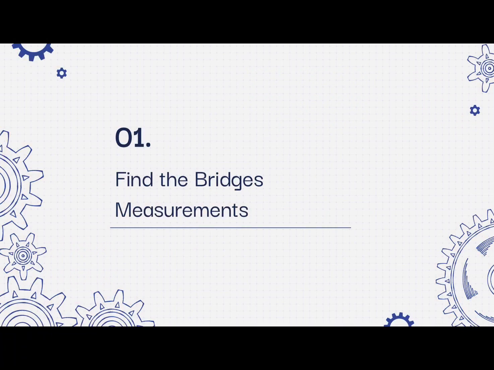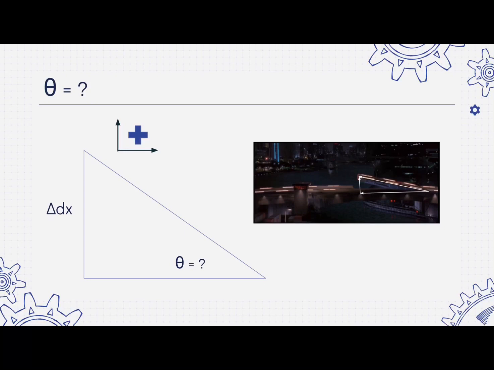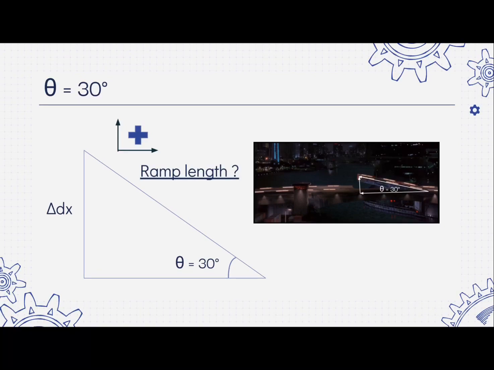My objectives are to solve for both the cars' horizontal displacements, delta dx, and their time spent in the air. The first thing I did was find the measurements of the bridge. In the part of the scene pictured, the bridge is shown from a side view, making it possible to estimate theta. I estimated that theta is about 30 degrees. However, I need the ramp's length in order to calculate the car's vertical displacement.